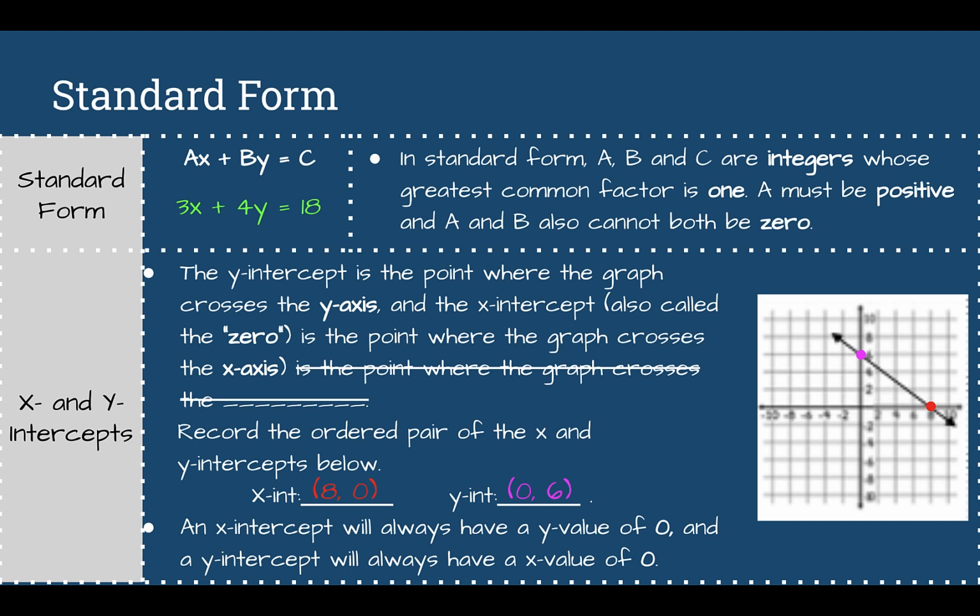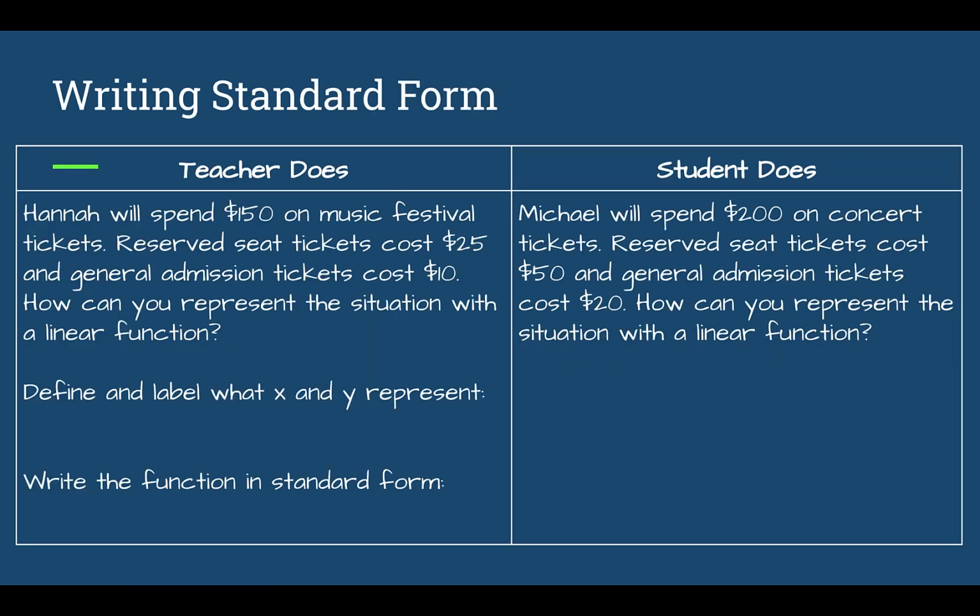And just like we've seen before, our y-intercept always has the x value of 0, so it's always 0 and then some number. Our x-intercept is going to have a y value of 0, so it's going to be some number and then 0. They're opposites. When we're interpreting these in context, they have very important meanings. Let's look at writing an equation in standard form.